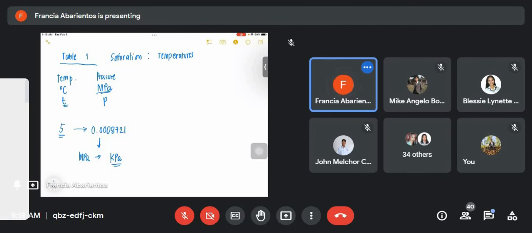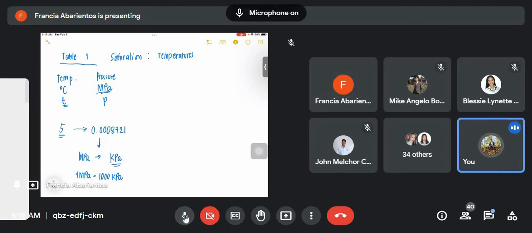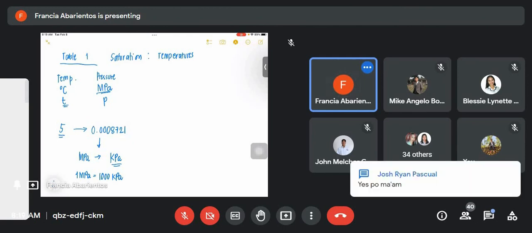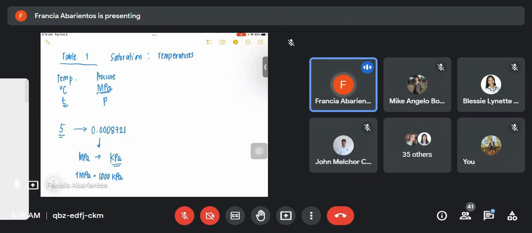0.0088721. So, just multiply that, because we all know that 1 megapascal is equal to 1,000 kilopascal. Am I right? Tama ba si ma'am? So, yes. Okay, nakuha na ba ng iba? Yes. Okay. So, that is now your pressure. Lagyan lang ng boundary.